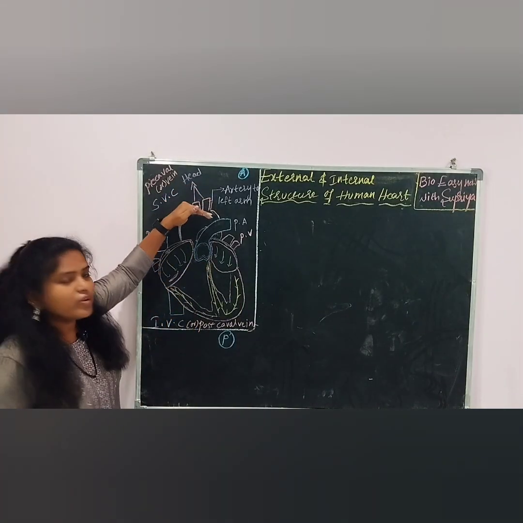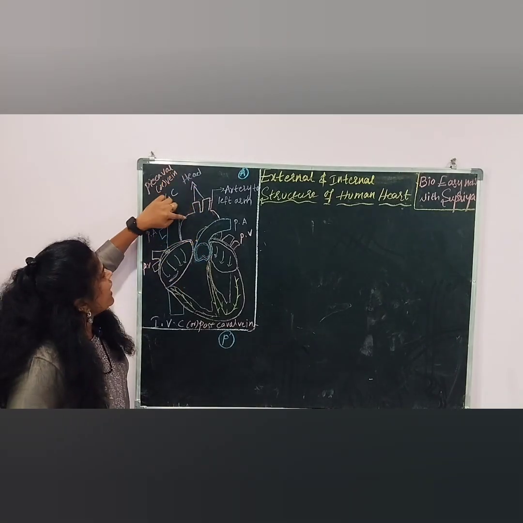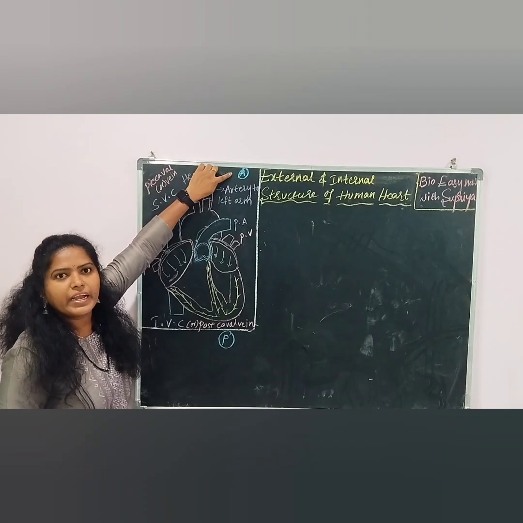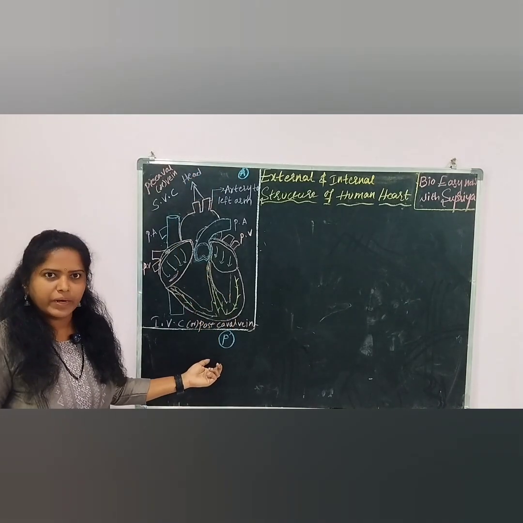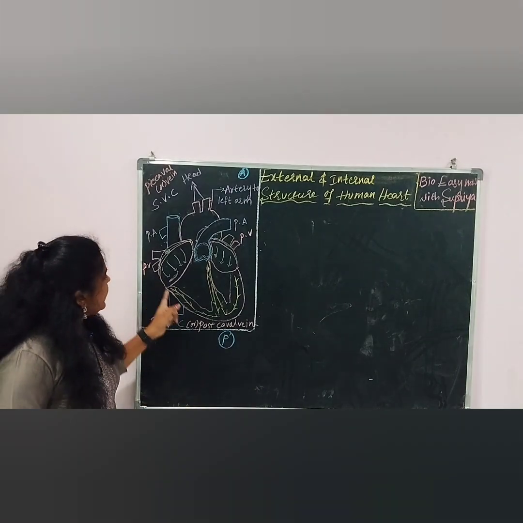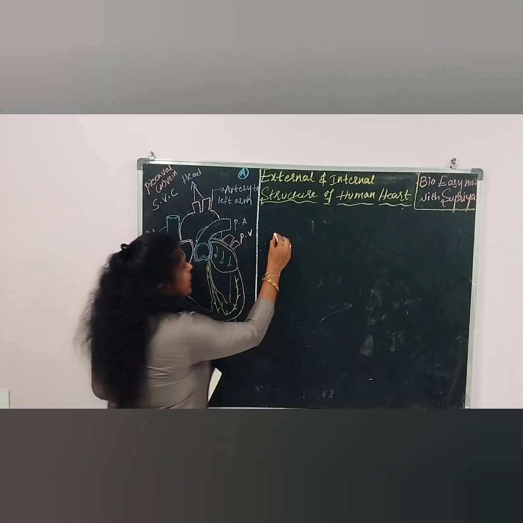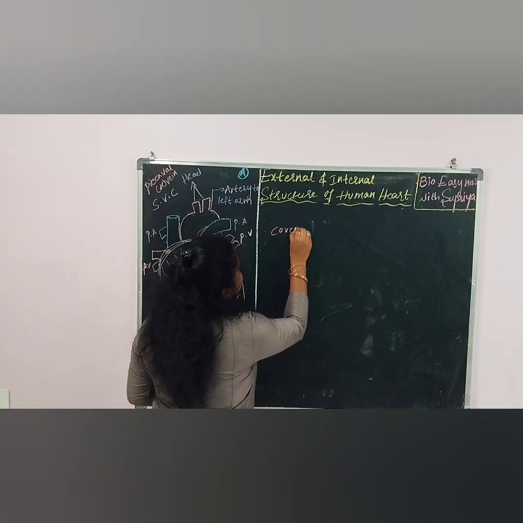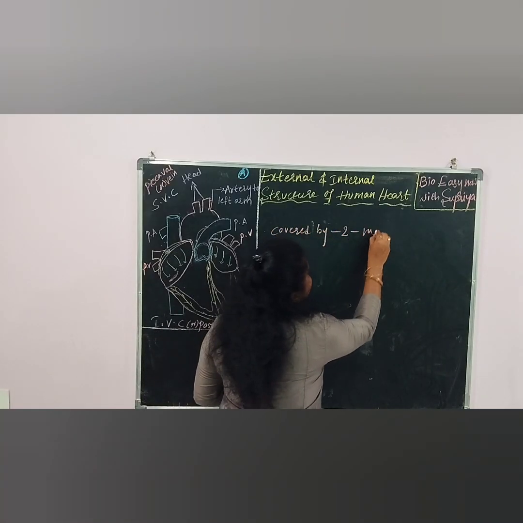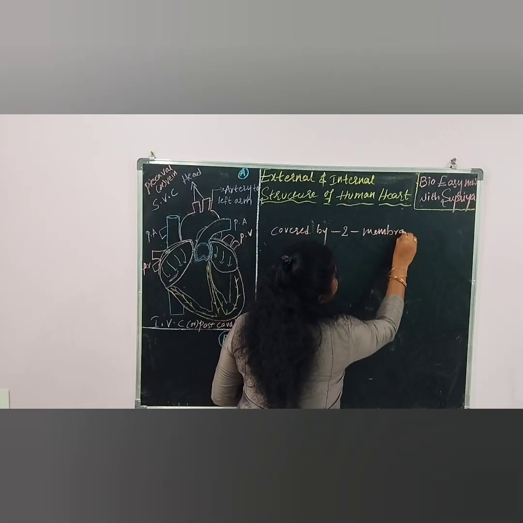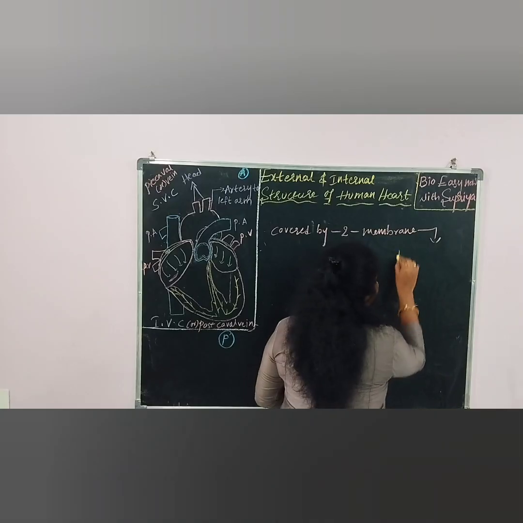And it is pear-shaped. If we observe the external structure of the heart, it is wider at the anterior end and narrower at the posterior end. The heart is covered by a two-layered membrane, called the pericardial membrane.